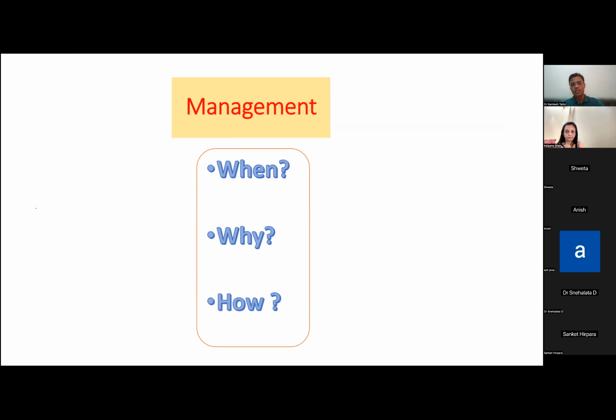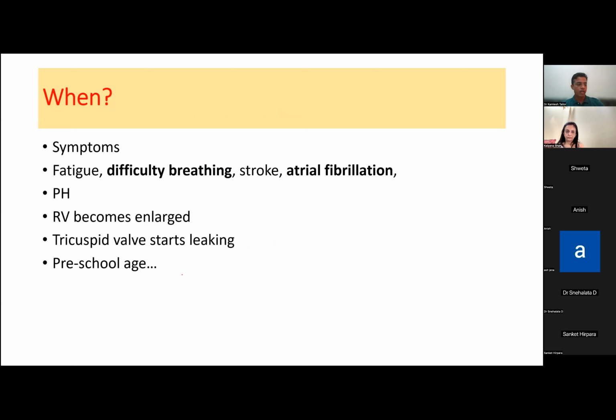How to manage this kind of patient: when to go for surgery, what are the indications, and what is the management if they are going for surgery. So when should they operate? Usually they will be asymptomatic, but as I mentioned, they come with arrhythmias, which is very late, but usually they come with recurrent URTI. That is one of the indications to operate on this kind of patient. On echo, if there is significant PH, pulmonary hypertension, that is one of the indications to operate.